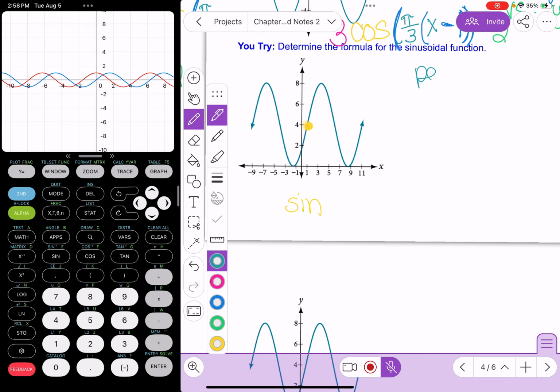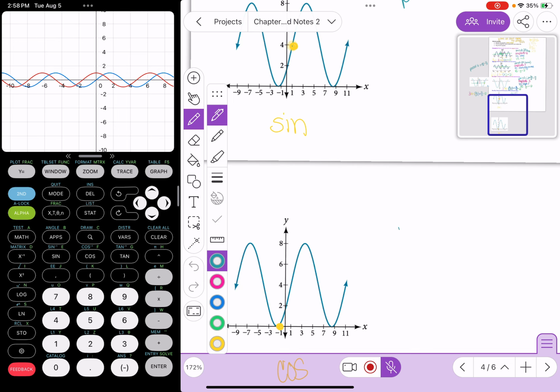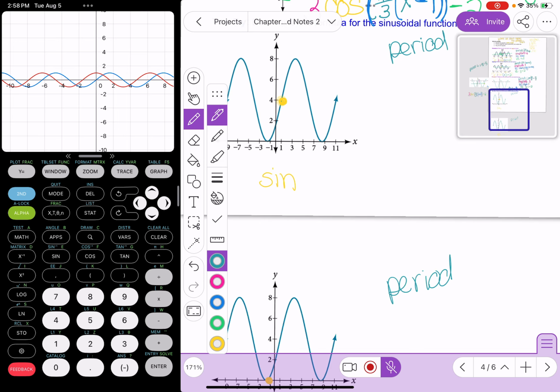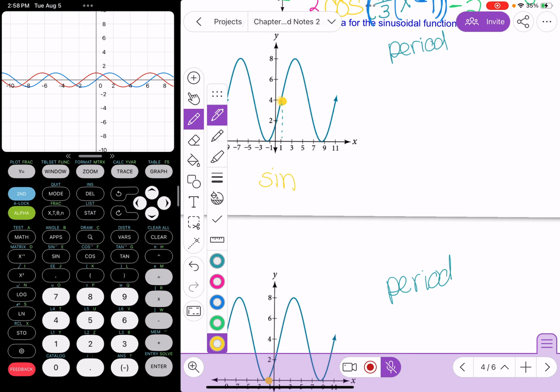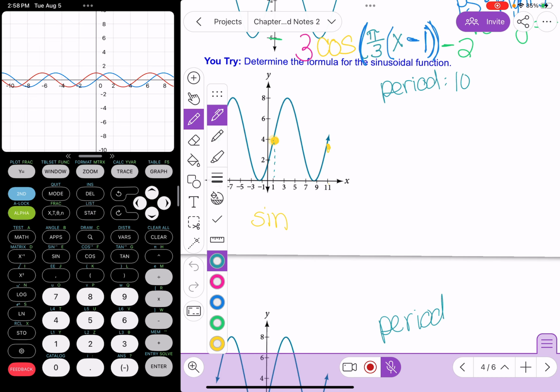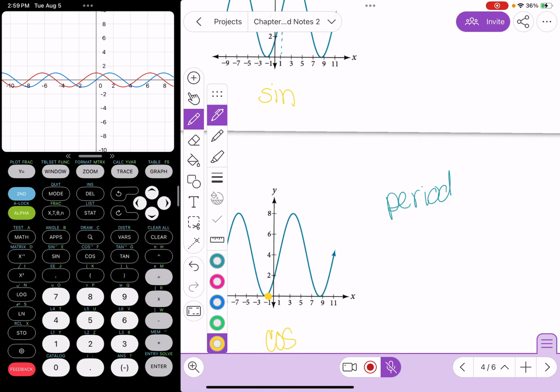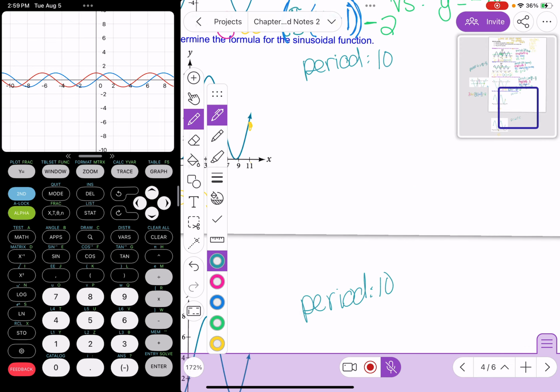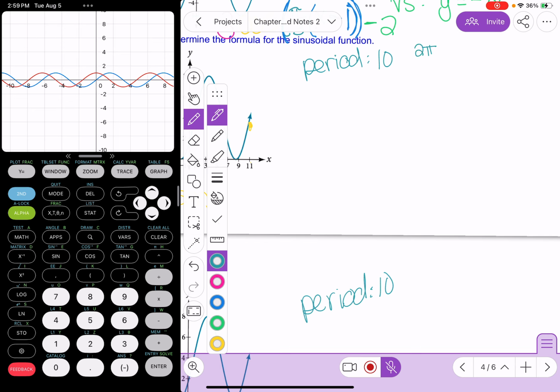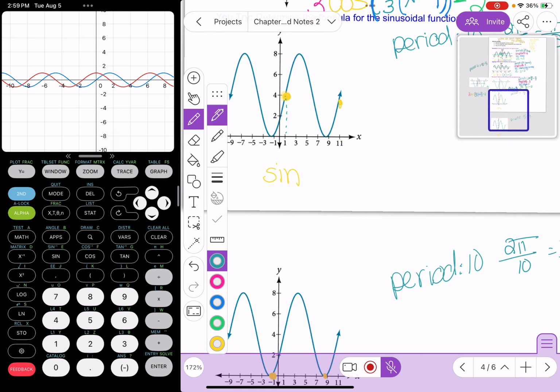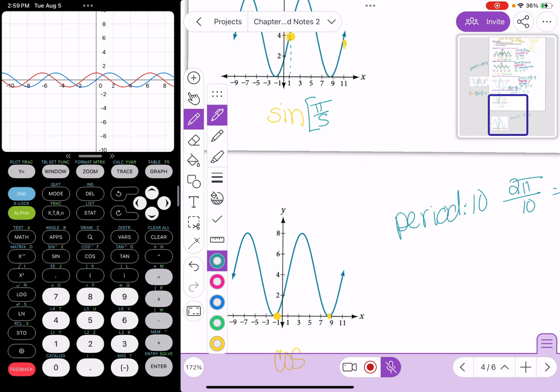So, period. And this is the same for both of them. For sine, your period went from 1 to 11, which would be 10. For cosine, your period went from -1 to 9, so it's still 10. So you would do 2 pi divided by 10, which is pi over 5. So for both of them, your period's pi over 5.